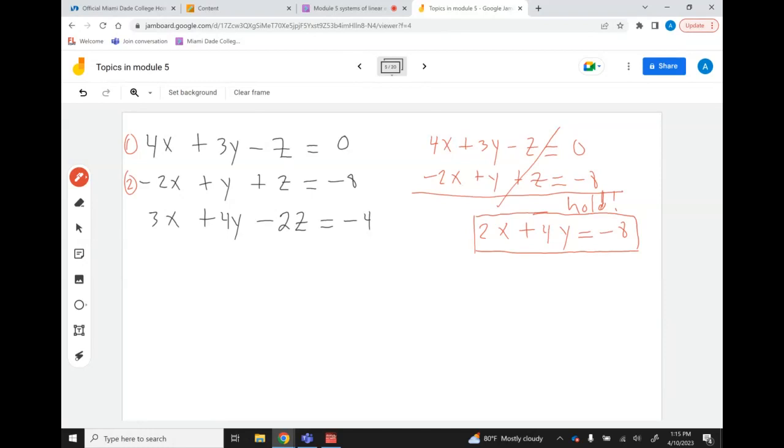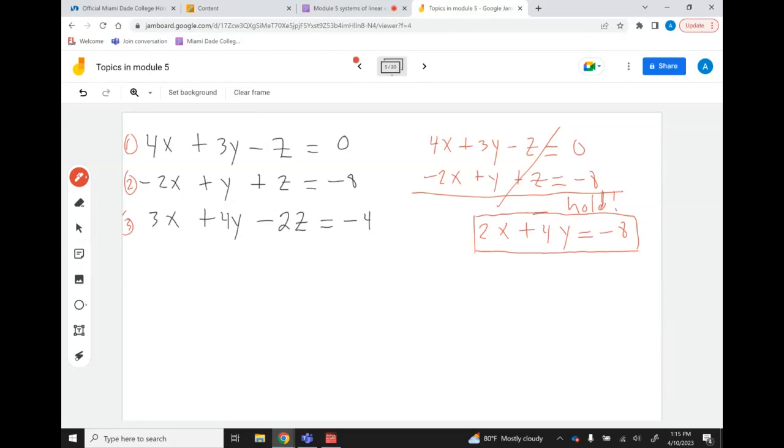Remember that I chose the first and second equation. Now I need to choose a different pair. And since I already eliminated z, I need to choose a second pair in which I have to eliminate z again. So let's see what would be the best option. What if I choose the second and third equation?